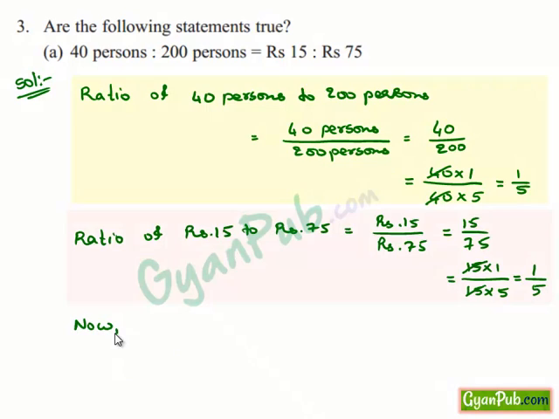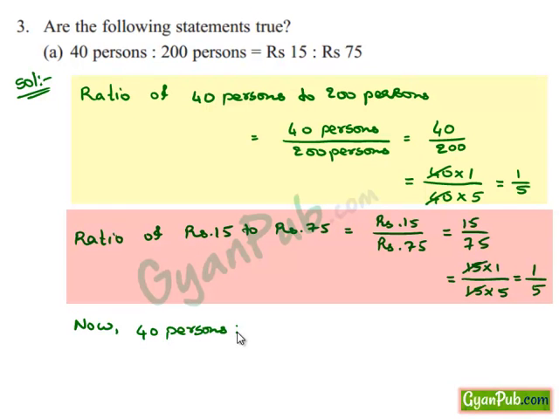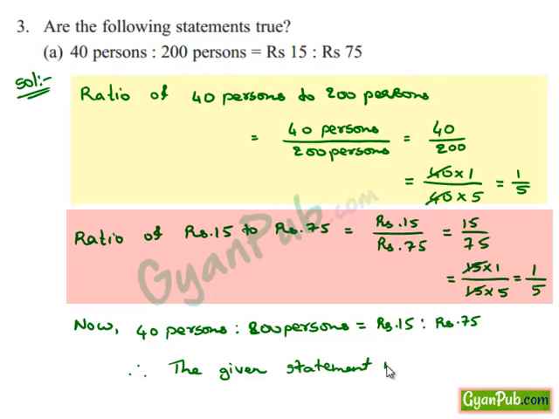Now we can observe that ratio between 40% to 200% is equal to rupees 15 is to rupees 75. Therefore, we can say that the given statement is true.